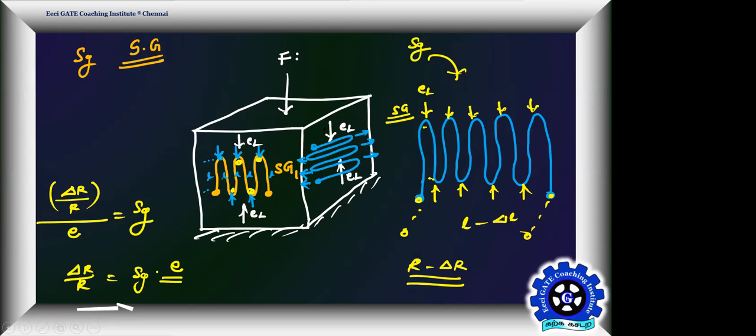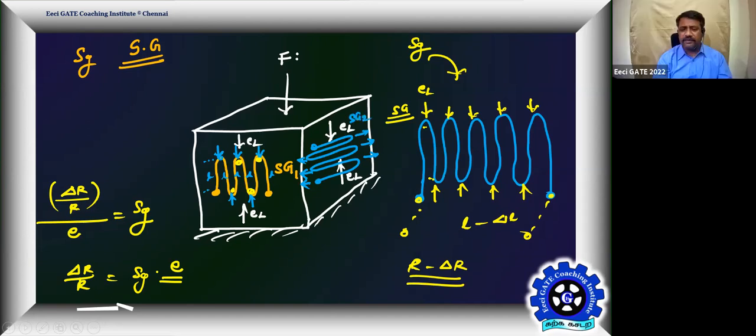Yes, sir. So strain gauge 2 in the given picture is not the EL gauge. It is an ET gauge. Therefore, it is going to have delta R by R.